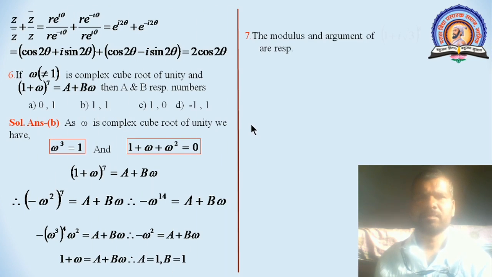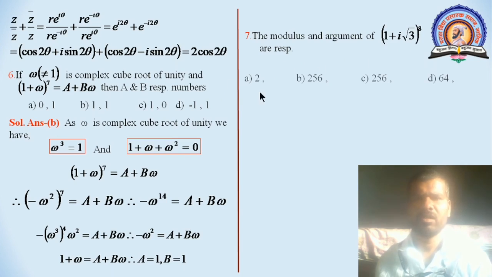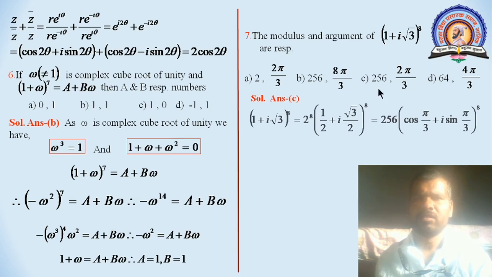Next example is: the modulus and argument of (1 plus i root 3) raised to 8 are respectively. Options are: A is 2, 2 pi by 3; B is 256, 8 pi by 3; C is 256, 2 pi by 3; and option D is 64, 4 pi by 3. Now the correct option is C: modulus is 256, argument is 2 pi by 3.